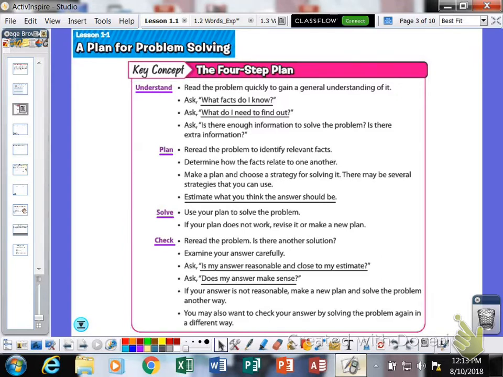Figure that out. Then plan your strategy. Like, what do you want to do? How are you going about solving this? Do you want to set up a table? Do you want to set up a picture? Do you want to just work it out? Come up with some idea or strategy of solving it.